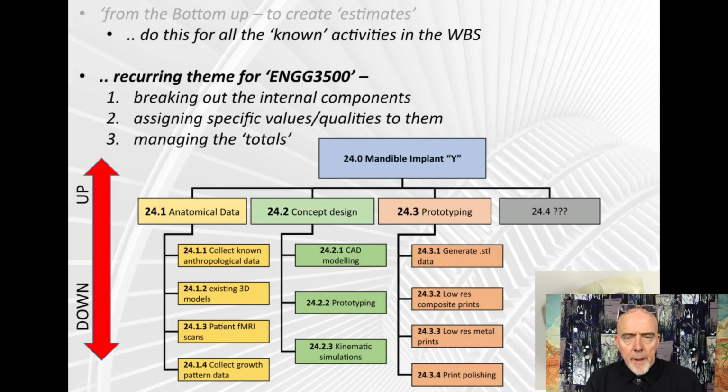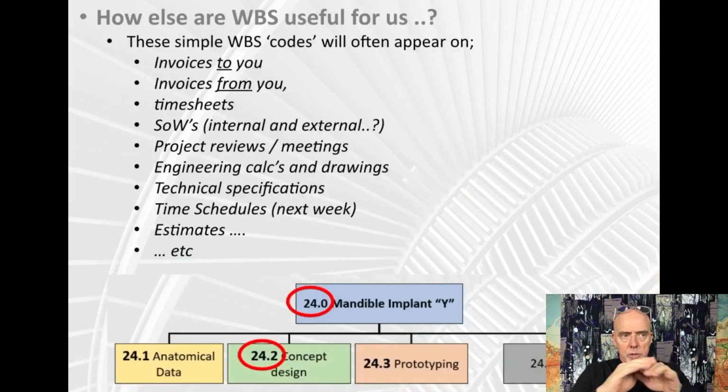Between you and I, these codes, you'll encounter them in professional practice and they flow out into most areas. Invoices from you to a client should have them. Invoices given to you from people who are working for you should have them. If they don't have them, don't pay them, because they may not be working on your project. Your timesheets, scopes of works, project review and project review meetings will be driven around these numbers. Engineering calculations. Sometimes you'll see WBS codes on drawings. I'd hesitate there because sometimes a drawing is used across multiple projects, so yeah, be careful with that one.